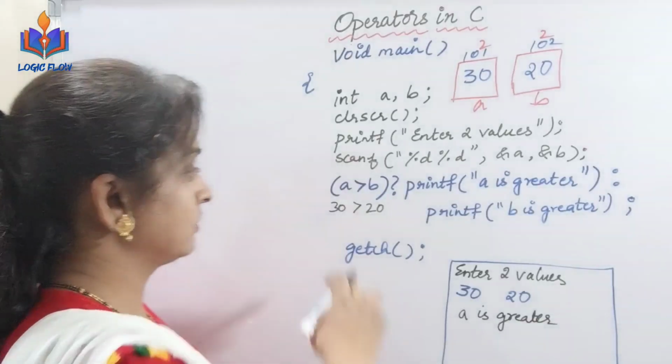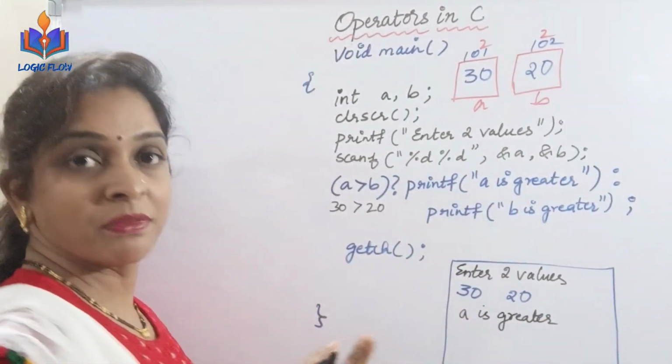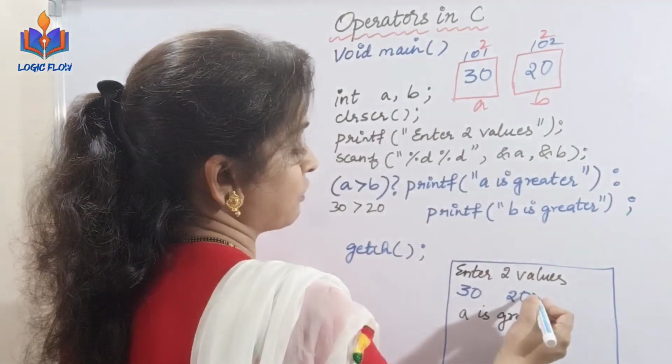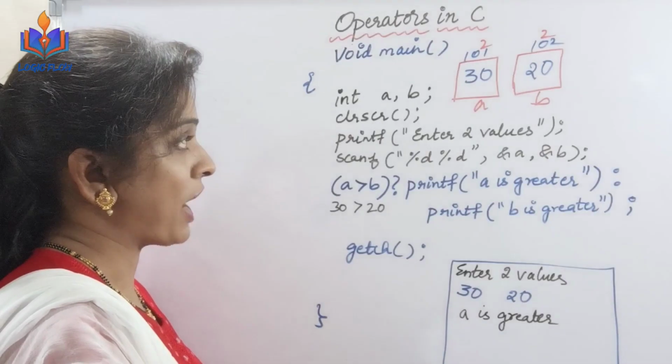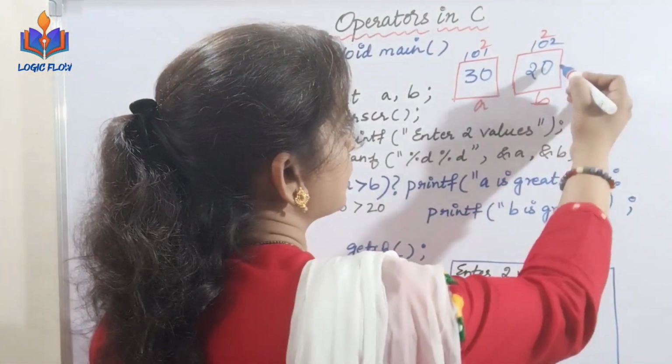Right? And this false block will not be executed. Getch, the program ends. Just assume the value is 200, that what I've given is 200. The inputted value is 200, so the B value is 200.